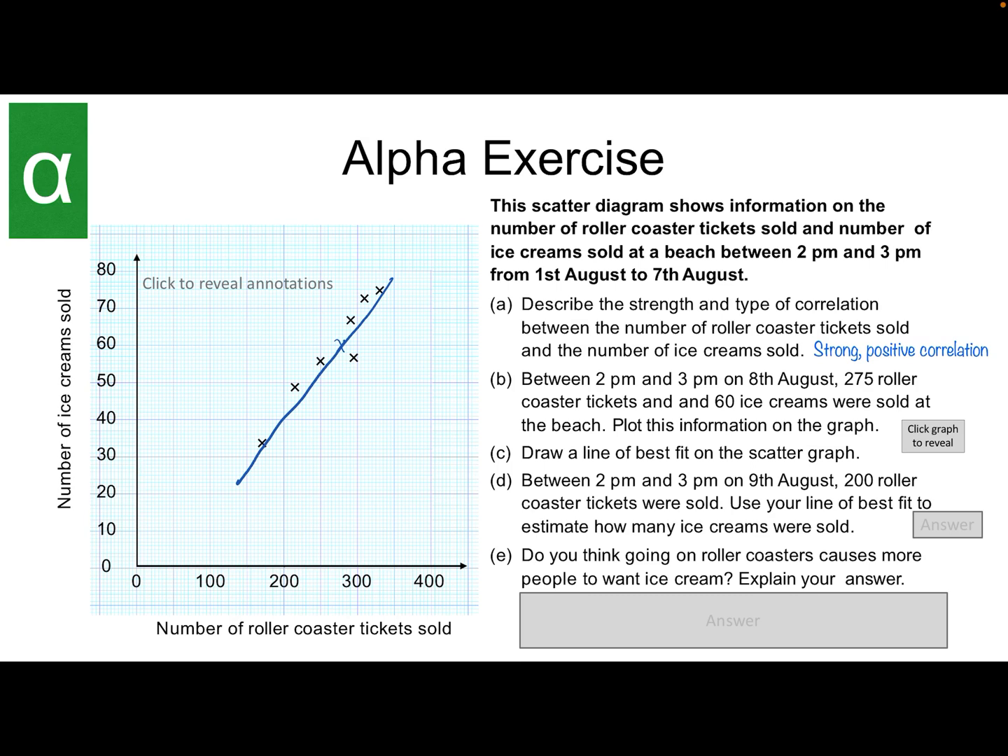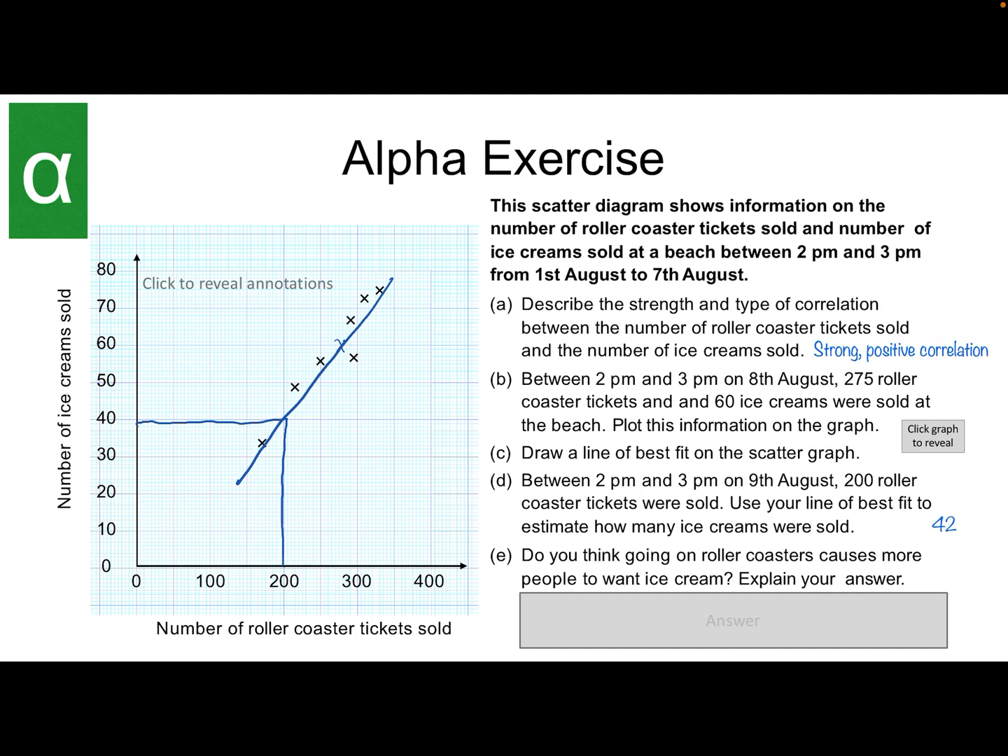Use your line of best fit to estimate how many ice creams sold with 200. So I think about 40. Let's see, 42 they've said. There'd be some reasonable range for you to get the right answer there. Do you think going on a roller coaster causes people to want ice creams? No, that would be stupid.